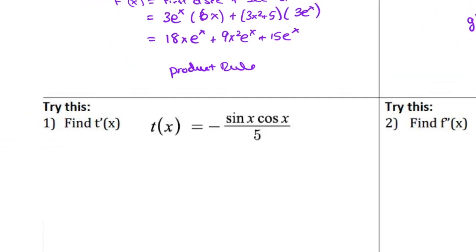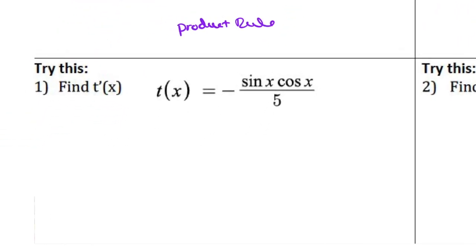Now let's see what we can do with our trig problem. As you can see, we have sine of x times cosine x. The negative 1/5, let's pull that out into the front and consider negative 1/5 sine of x as our first term. Then we can look at the cosine x as the second term.